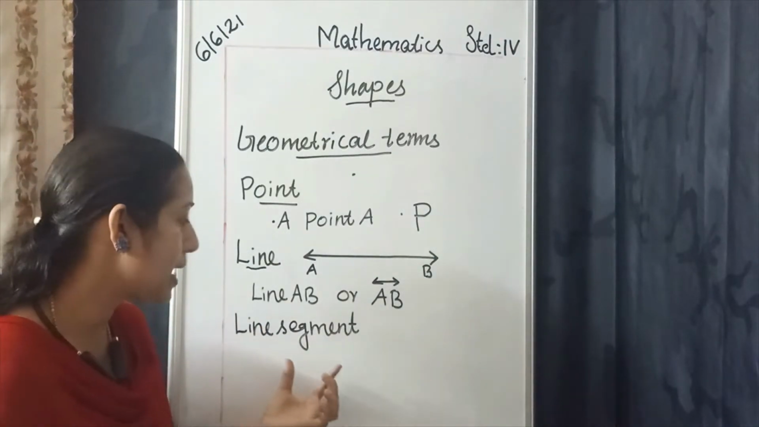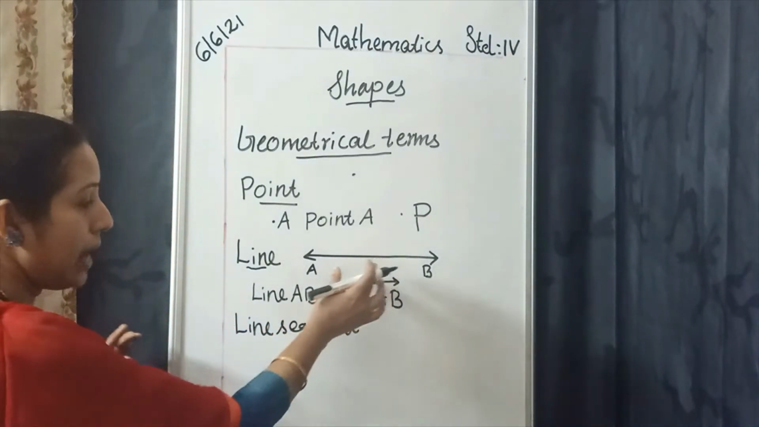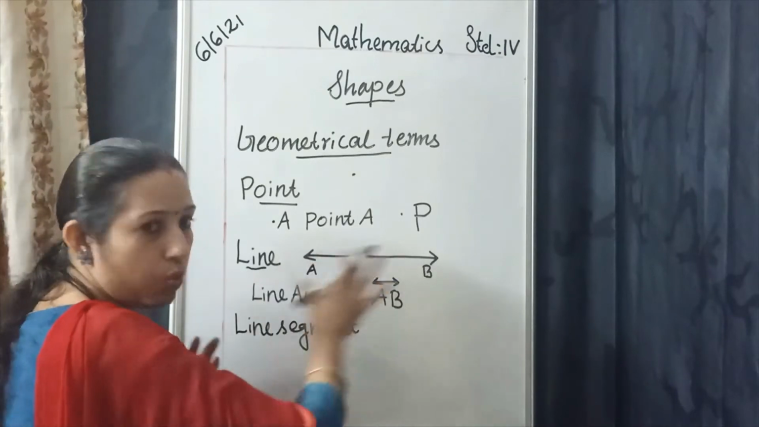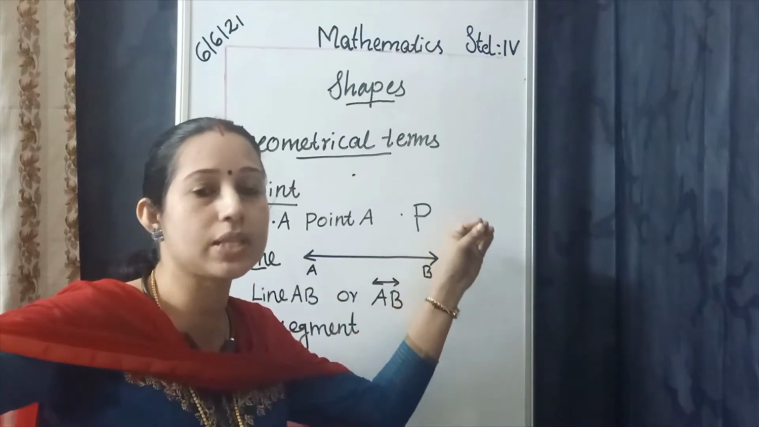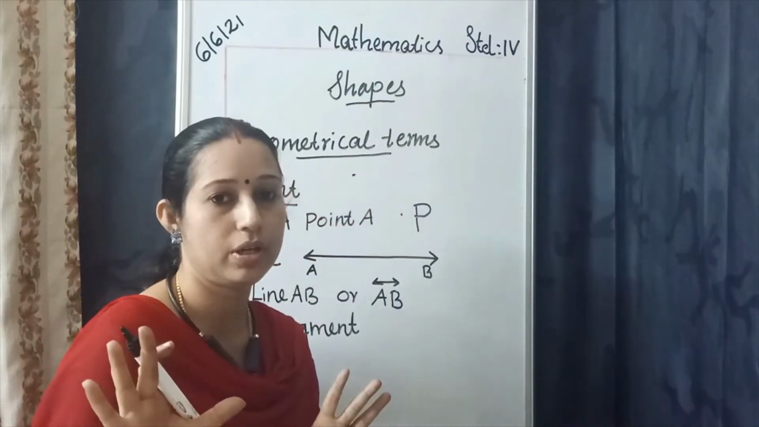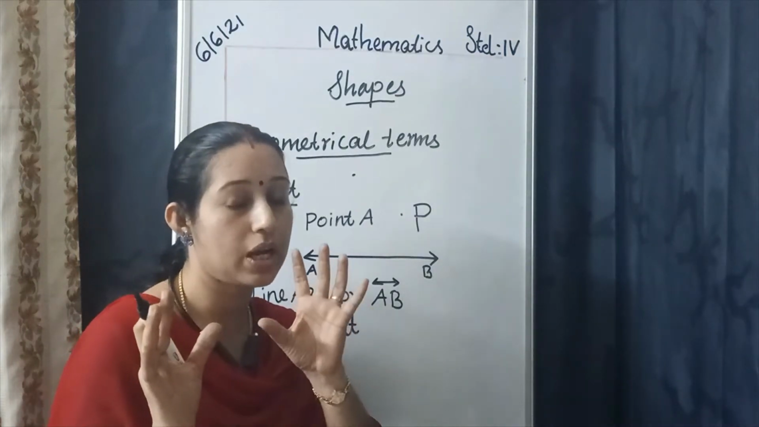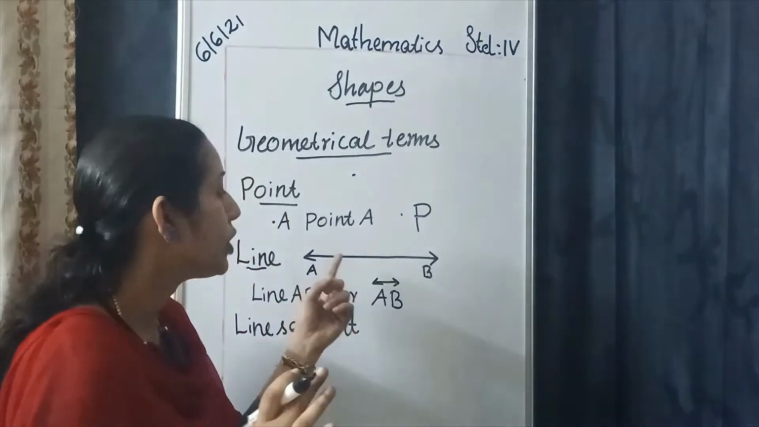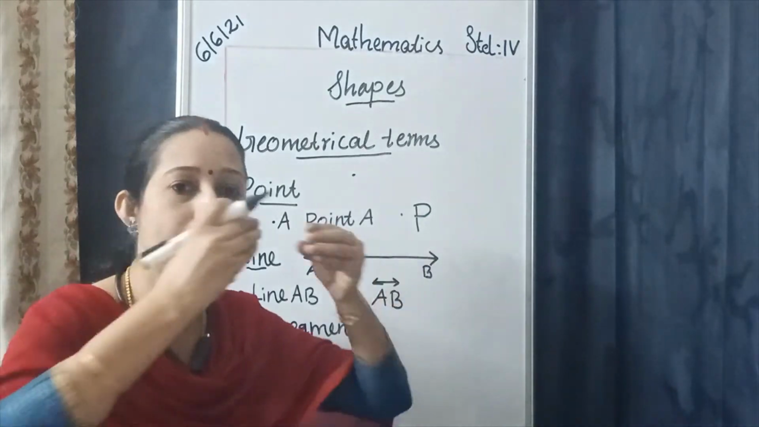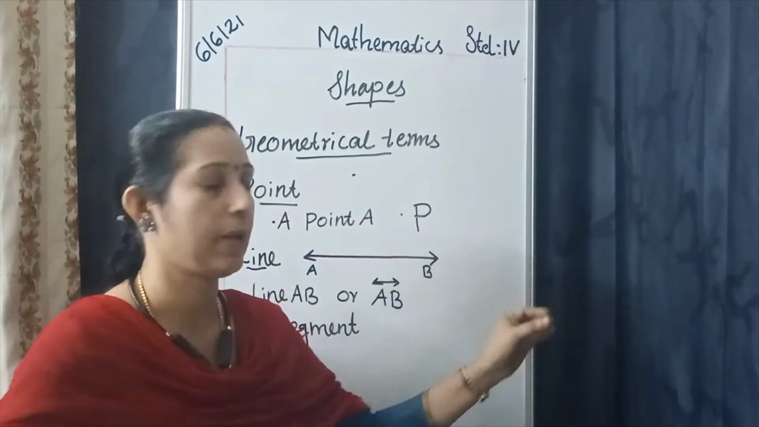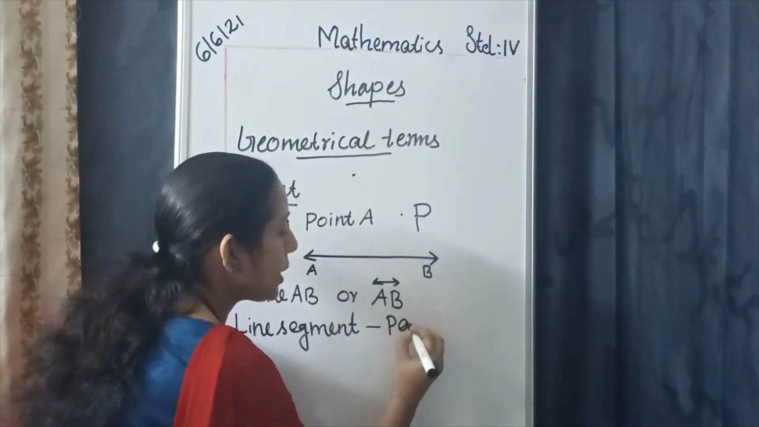Next geometrical term is line segment. It is a part of a line. A line is a big one. We can't measure the length of a line because it extends on both sides. To measure length we use a scale, but we can't measure the length of a line, because it has no end point and extends on both sides. So a line segment is a part of a line, a piece of a line.